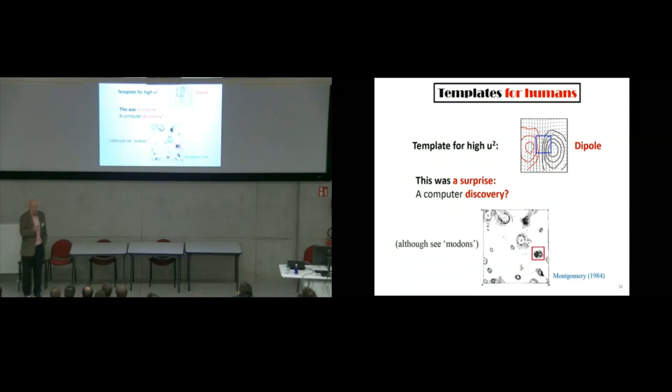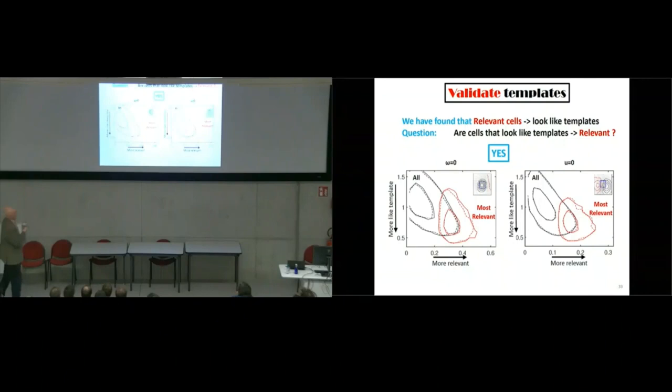And a way of doing that is, for example, something that we have found up to now: when you look at pieces of the flow which are important for the flow, they look like these templates, either a vortex or a dipole, depending on which experiment you are doing. You want to test the converse. Whenever you see something that is a vortex or a dipole, are they important or not, okay?